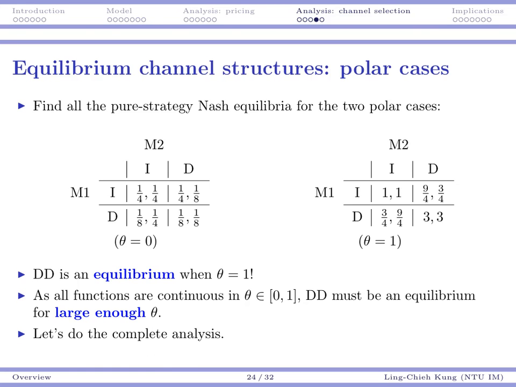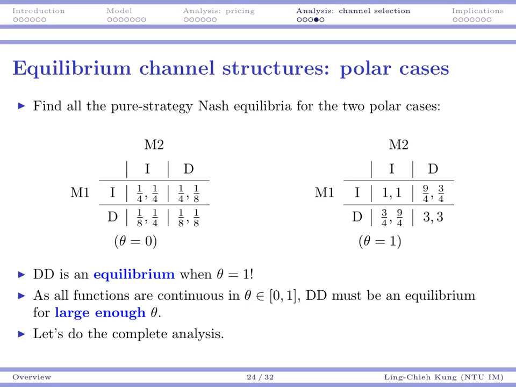So, with theta, things are not easy to do a direct comparison, but we may want to look at the two polar cases when theta is 0 or when theta is 1. Technically, in this model, we assume theta should be less than 1, but as you can see, it doesn't really matter in this case. So you may also treat this as just a limiting case. It doesn't really matter.